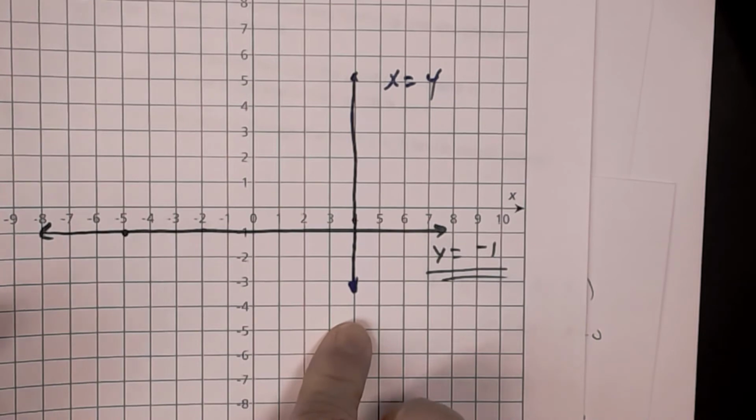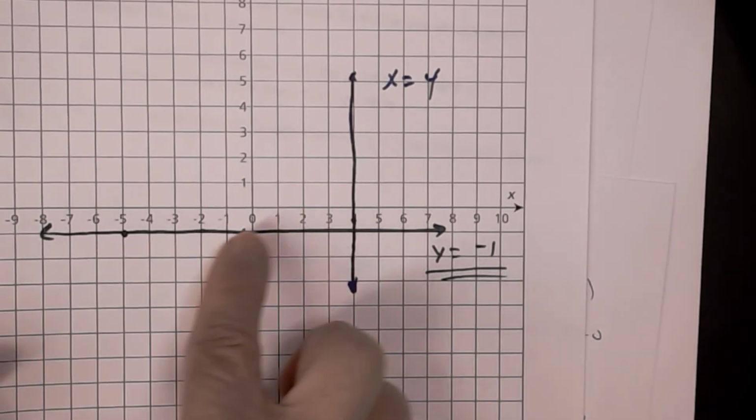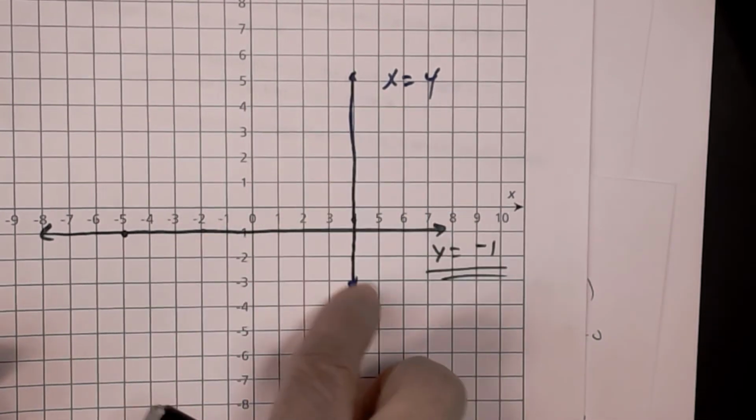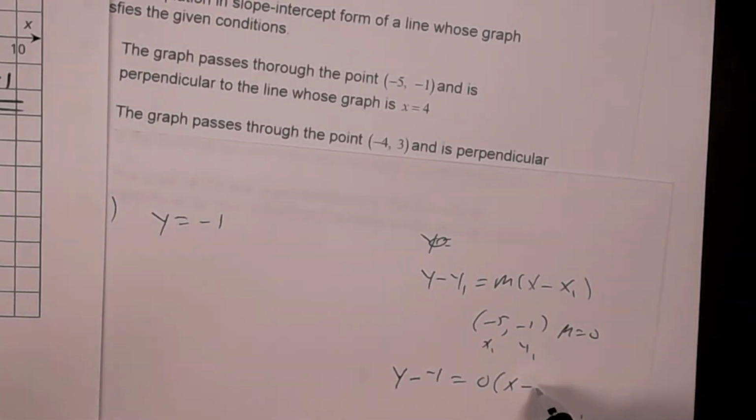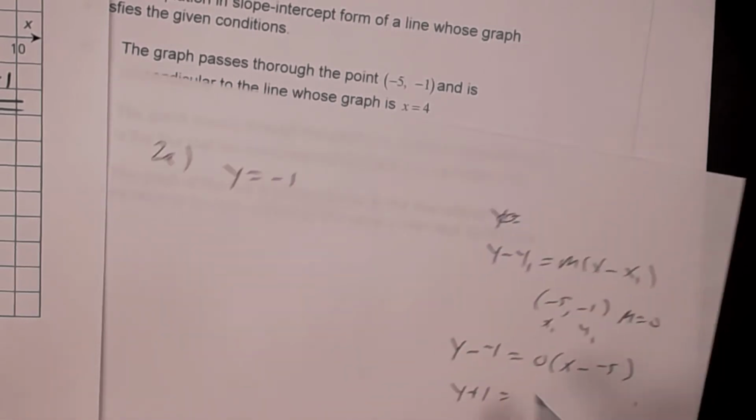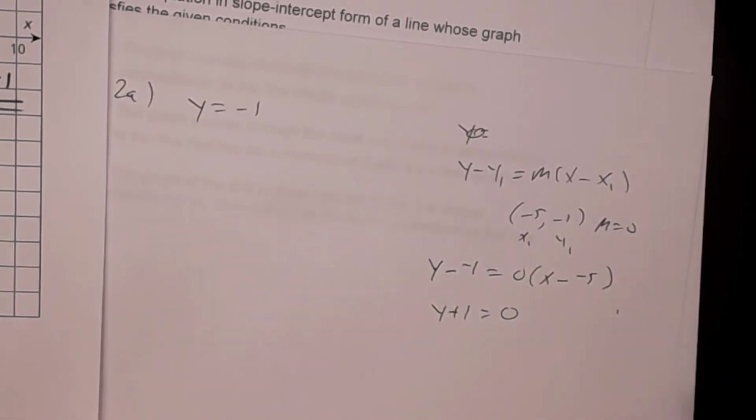So we had a vertical line. We're told that the line I'm interested in is perpendicular to this, which means it has to be horizontal, times x minus x1, which is -5. And so I get y plus 1. And then 0 times anything is 0. So that's 0 on this side, right?